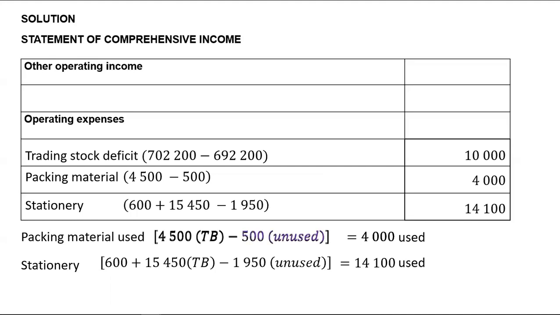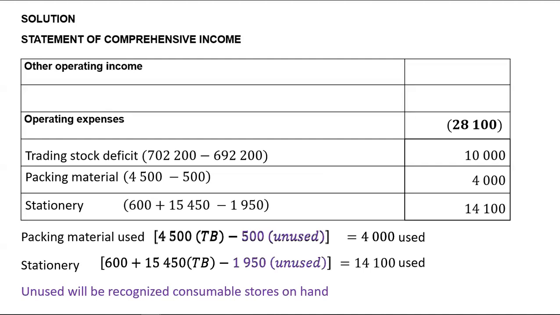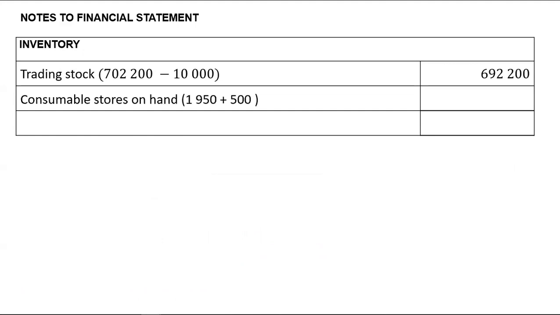consumables, which is packing material and stationery, we are going to record in our inventory note as consumable stores on hand. In our inventory note, under trading stock will be trading stock as per stock count, which is 692,200. And for consumable stores on hand is what you still have left on hand. And that will be 1,950 plus 500. That will give you 2,450. The total inventory for the current year will be 694,650.